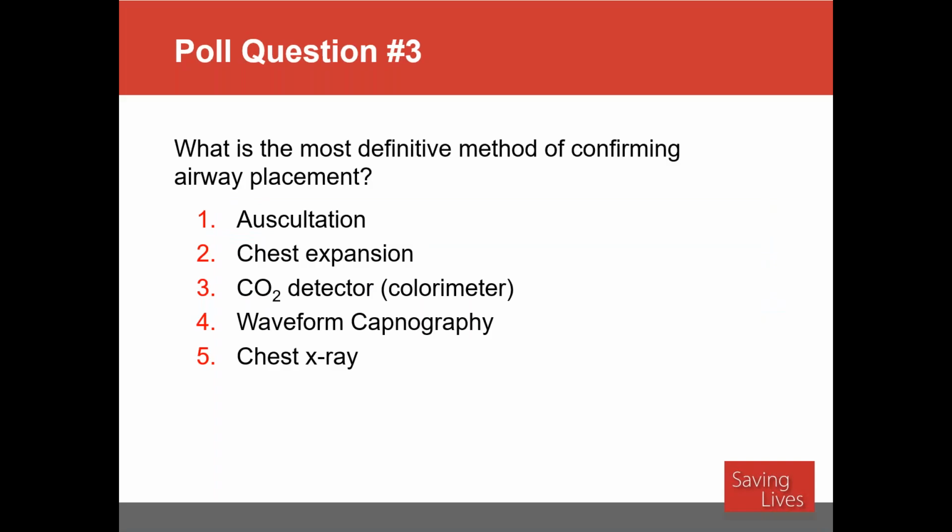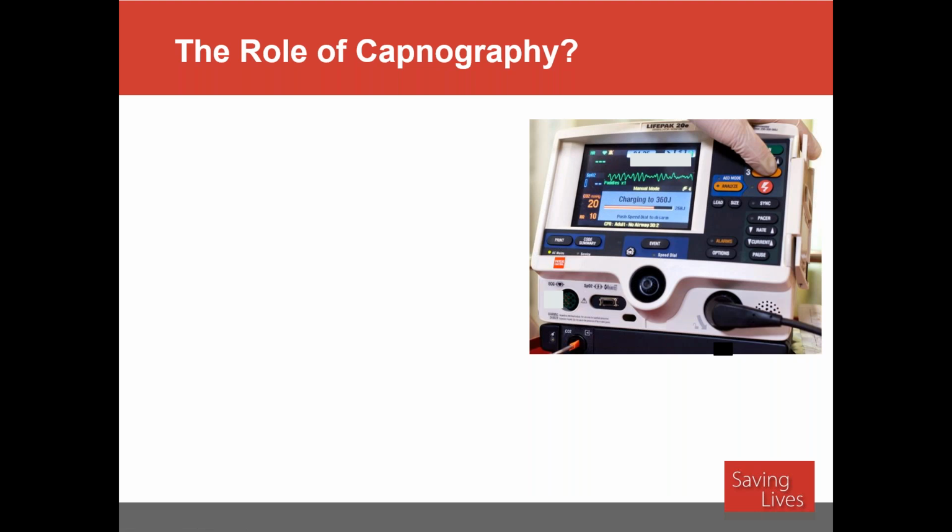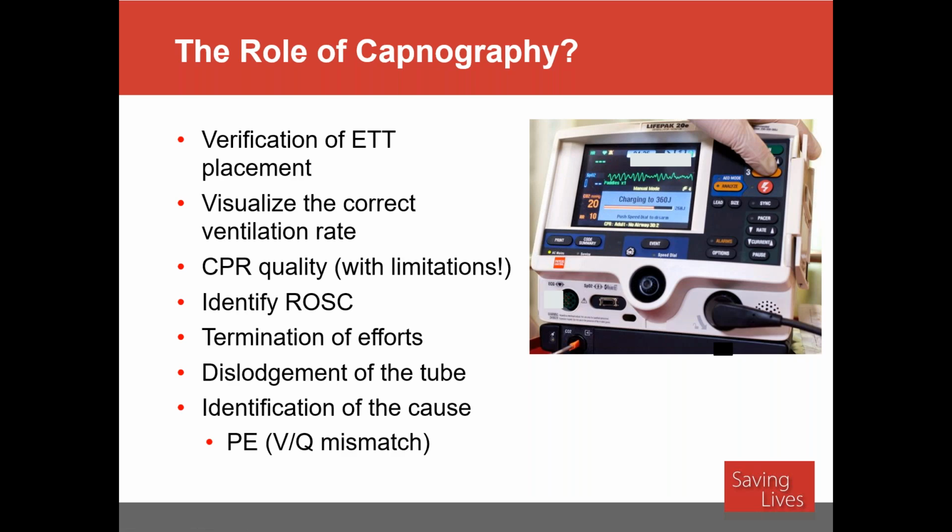So we'll get back to the last portion of the presentation here. Just to wrap things up in this presentation, capnography is going to be the most definitive method to confirm airway placement. One of the major advantages of capnography, as you can see here on this defibrillator, is that it tells you how fast you're ventilating the patient. That's one major plus on capnography. There are other pluses as well, but this talk is specifically about airway and breathing. When you use capnography, you've now got a visual to tell you how fast you're ventilating that patient.